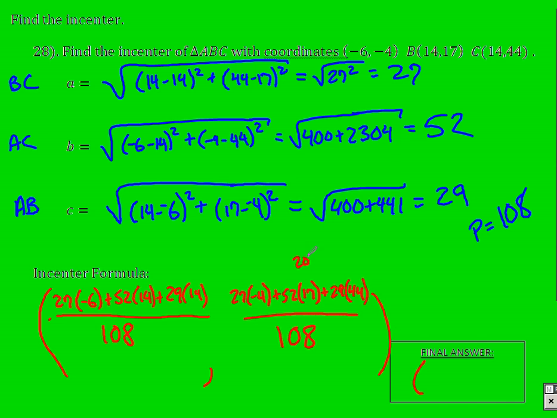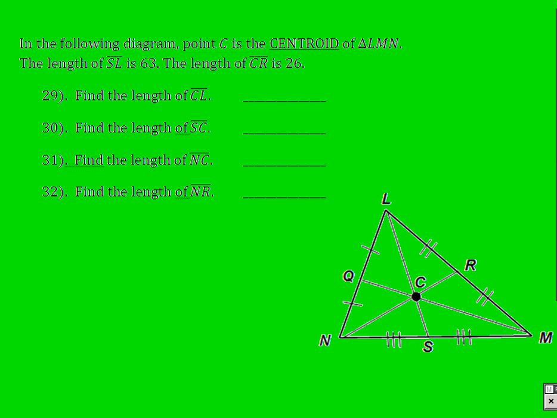This becomes 2052 up top. This becomes 972 up top. Those divisions give you 9, 19 as my answer. Alright, home stretch, we're on to the centroid.